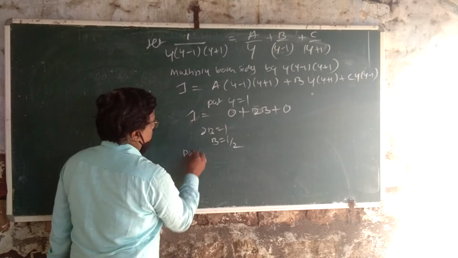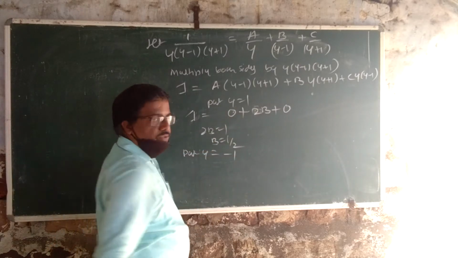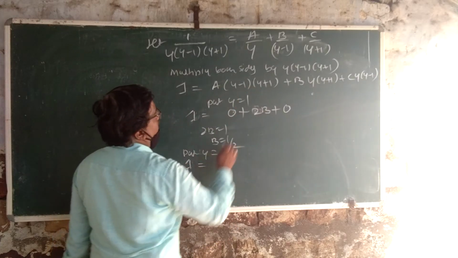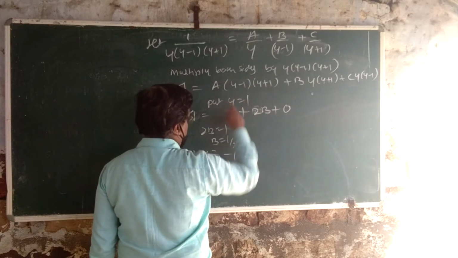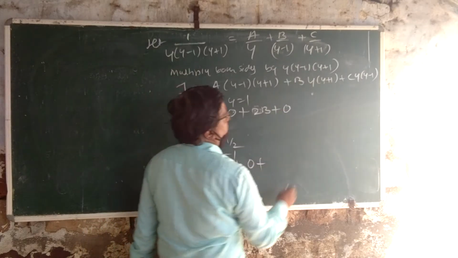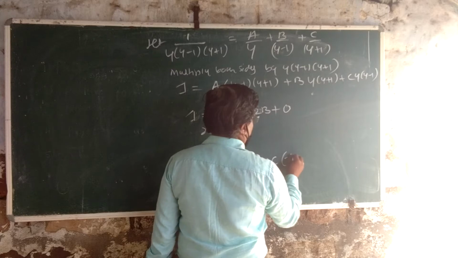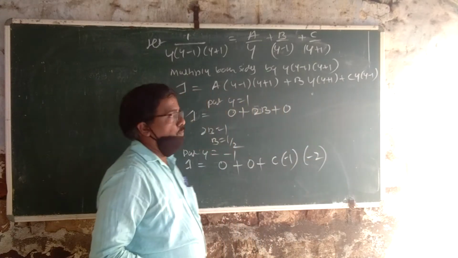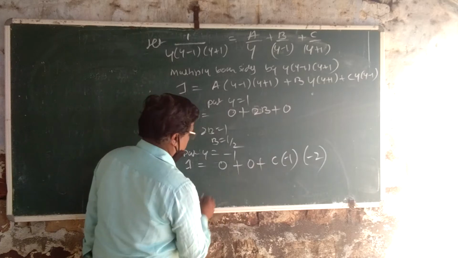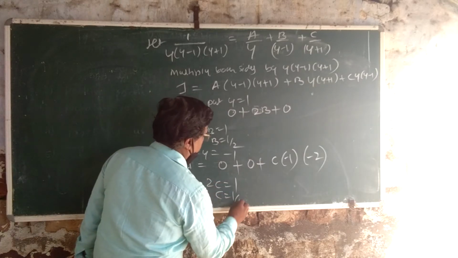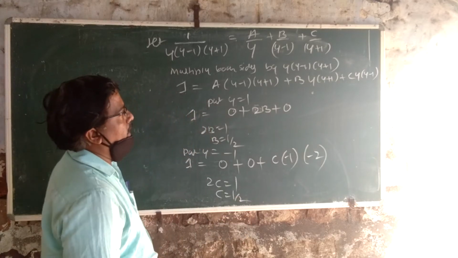Similarly, put y is equal to minus 1. Again the left side becomes 1. The a term and b term become 0, plus c into minus 1 minus 1, that is minus 2. So its value is 2c is equal to 1. So c is 1 by 2.